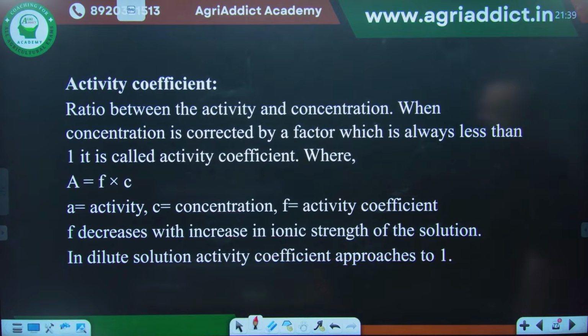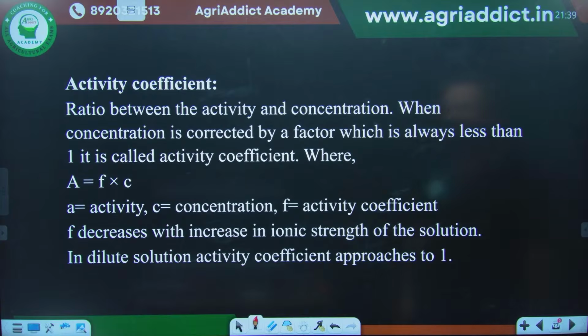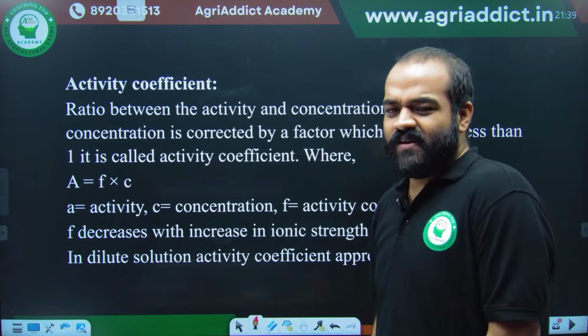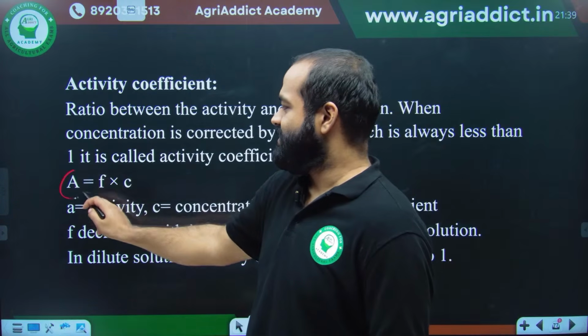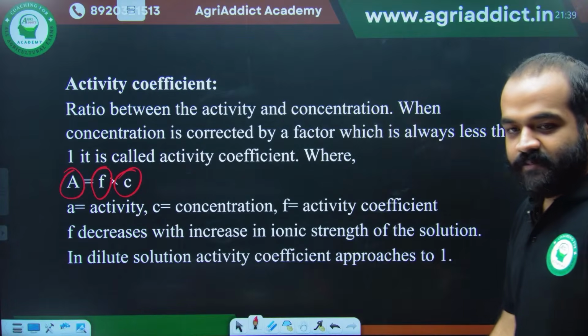All right. Activity coefficient. This is also an important part. So what is that? Simply I will make you understand. You all know this is the activity. This is the activity coefficient. This is the concentration. So इसका मतलब यही है.